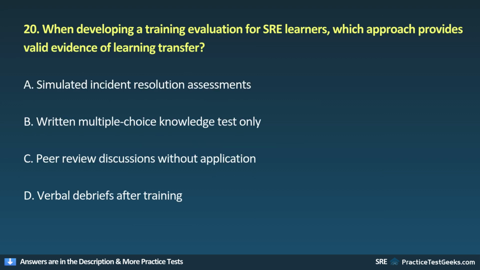20. When developing a training evaluation for SRE learners, which approach provides valid evidence of learning transfer? A. Simulated incident resolution assessments. B. Written multiple-choice knowledge test only. C. Peer review discussions without application. D. Verbal debriefs after training.